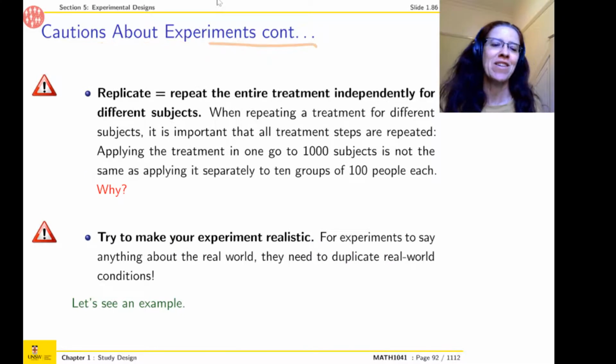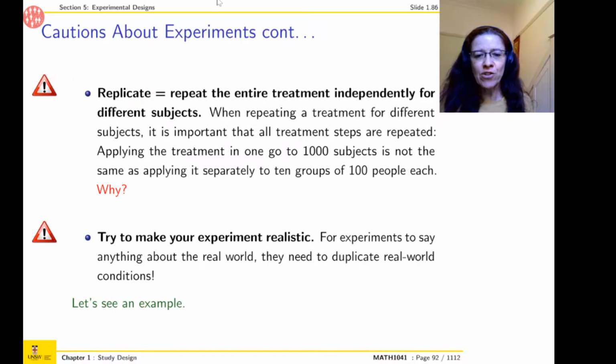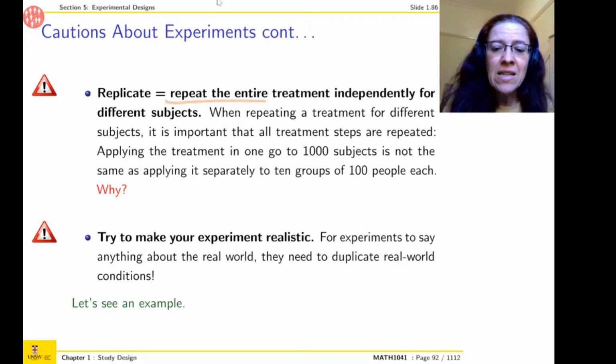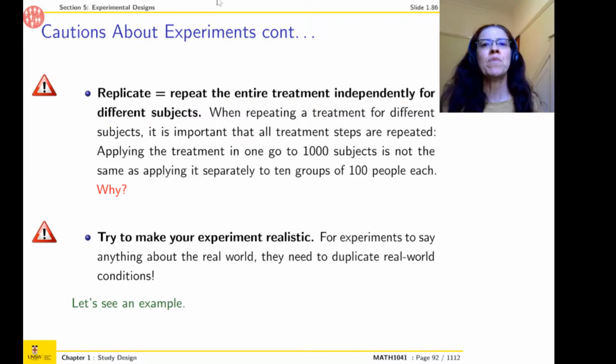More cautions about experiments. You need to replicate the entire treatment. So that means if you want to be sure something works, that it wasn't just something that appeared by chance this one time you did it or due to a mistake, you need to repeat the entire treatment independently for different subjects. You don't want to be using the same machines in the same room with the same people, because maybe if there was a bias the first time, it could be by accident repeated the second time.